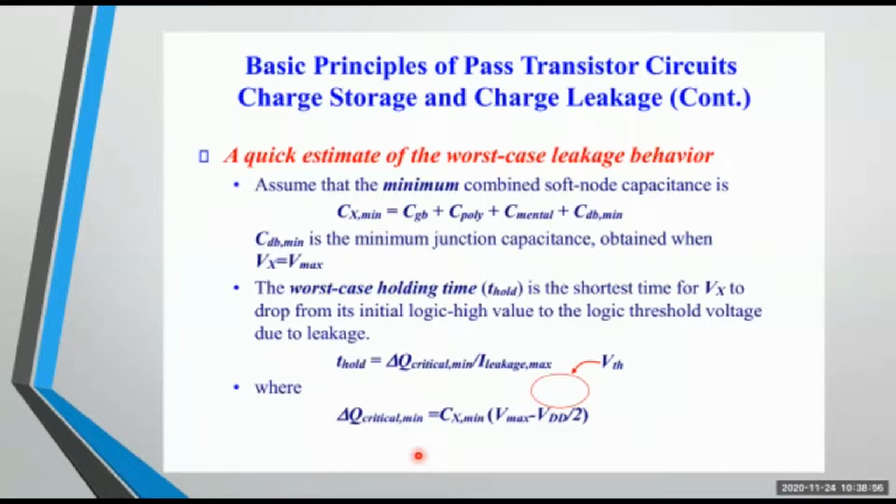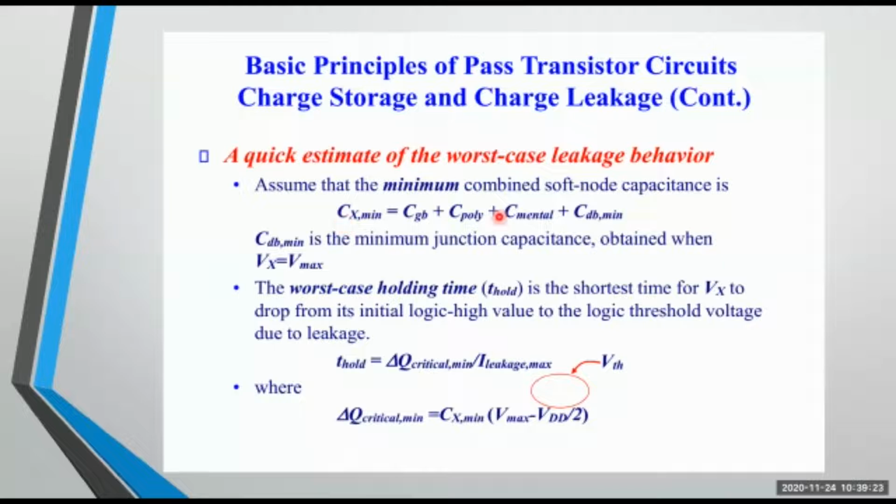The basic principles of the pass transistor circuit, continuation. Let us see now. Let me assume that your soft node is at a minimum value. If a soft node capacitor is at minimum value, then we have seen that the capacitance stored at the capacitor will be a combination of different kinds of capacitors.